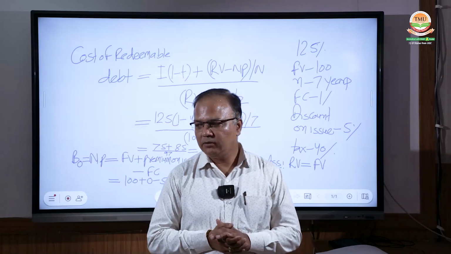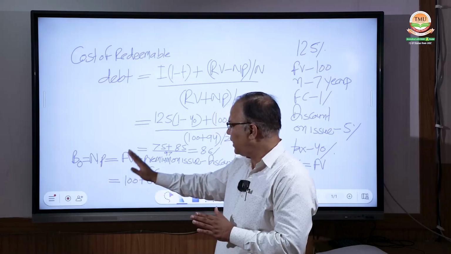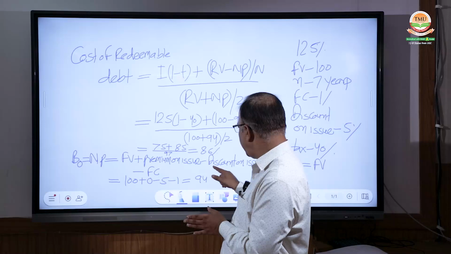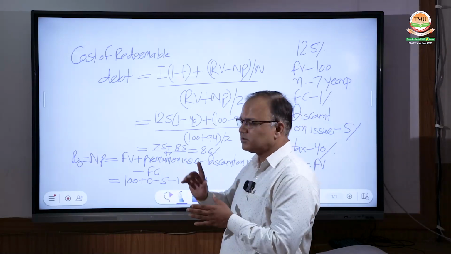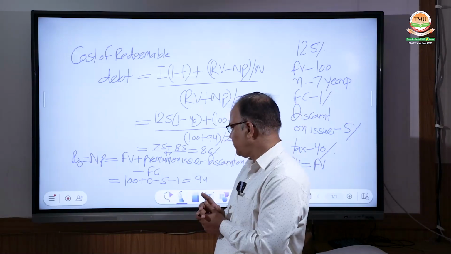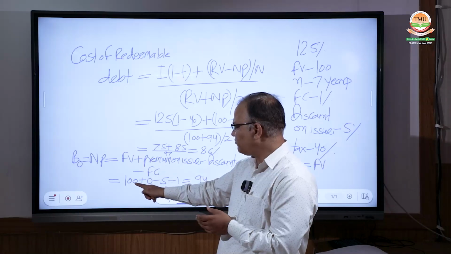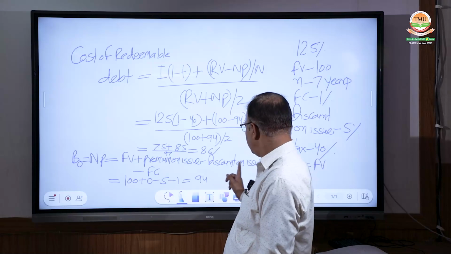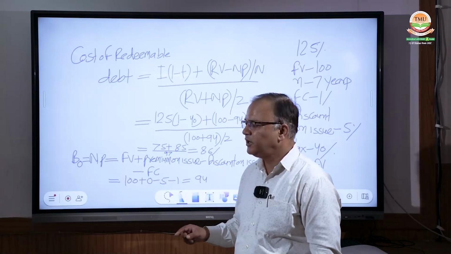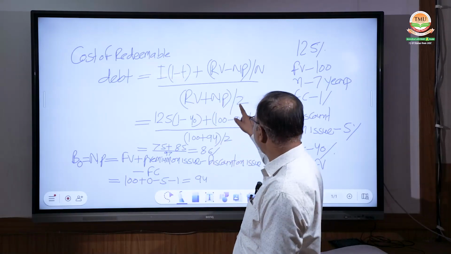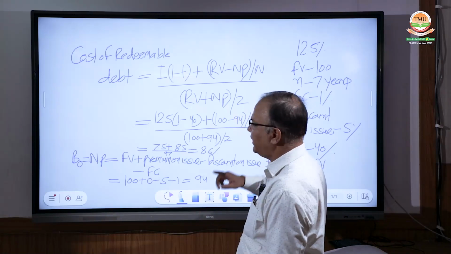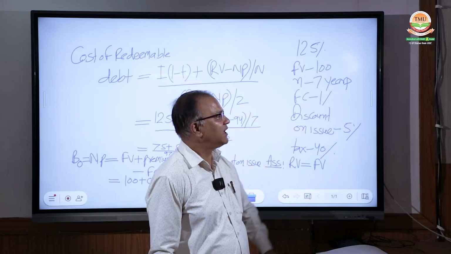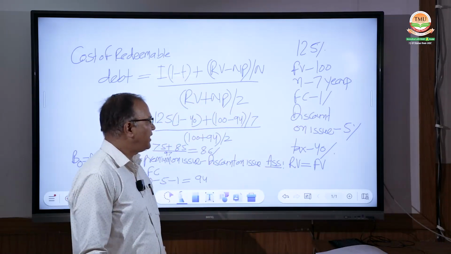To calculate net proceed, we have a simple formula. Net proceed is equal to face value plus premium on issue minus discount on issue minus FC, flotation cost. So FV, face value, was 100, premium 0, discount on issue 5, flotation cost 1, so net proceed was 94. Simply I write down 94, divide by N. N means number of years, it was given in the question, number of years was 7. So simply I divided by 7.